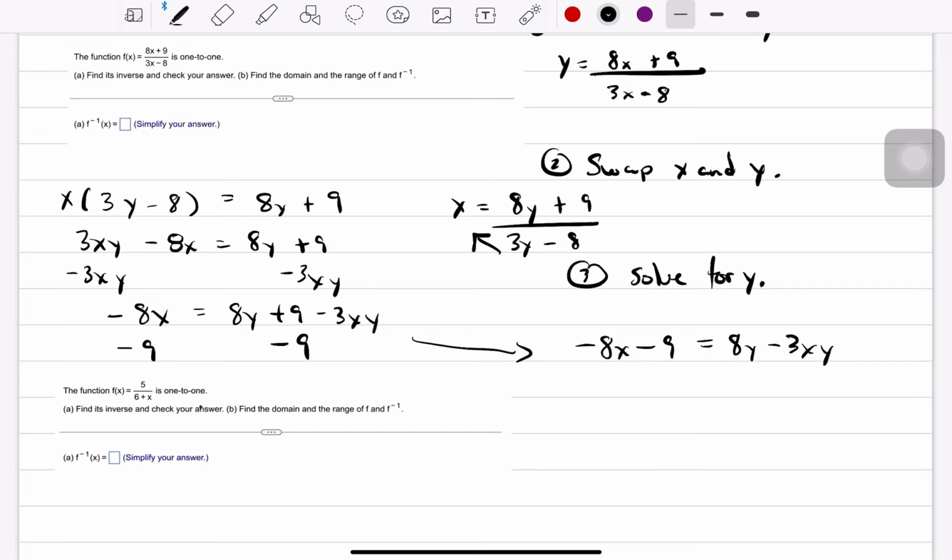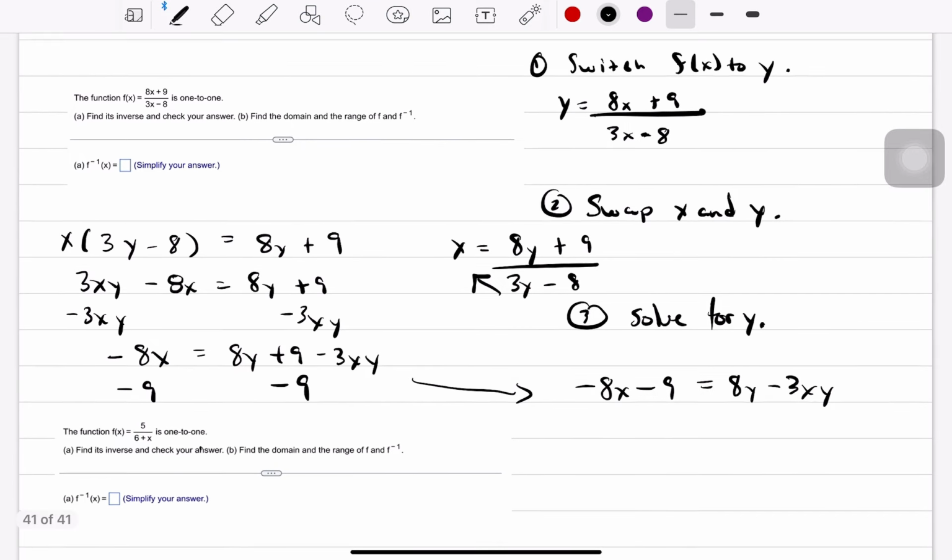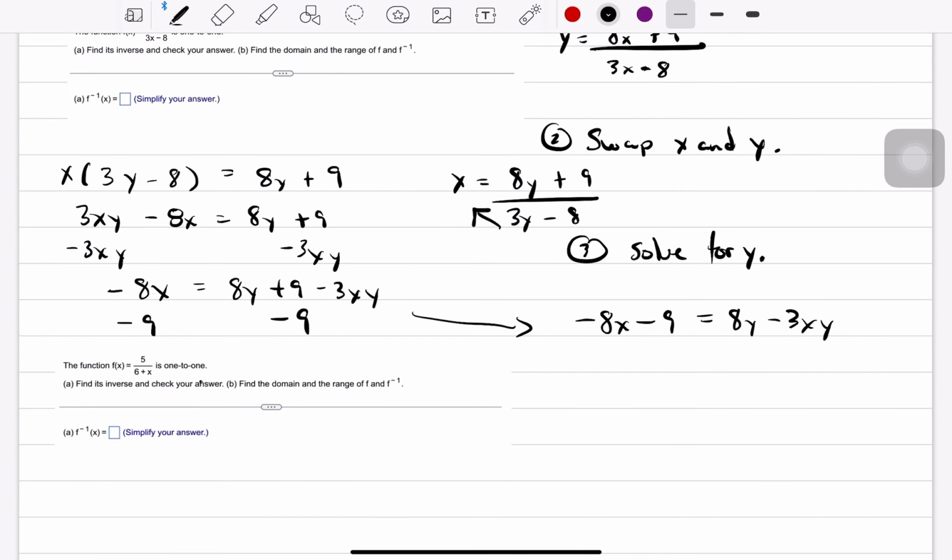So I can see almost that my y's are isolated. If you notice, I'm going to sort of factor out a y, because again, I need them to be isolated. So this is negative 8x minus 9. And on the right is going to be me factoring out y times 8 minus 3x. You see that? I factored out the y because both these terms have a y. So I factored it out. That's what I should be left with. And I'm almost there, actually.